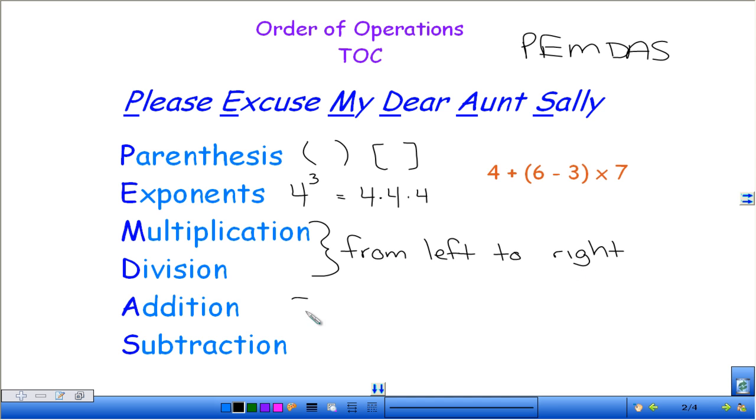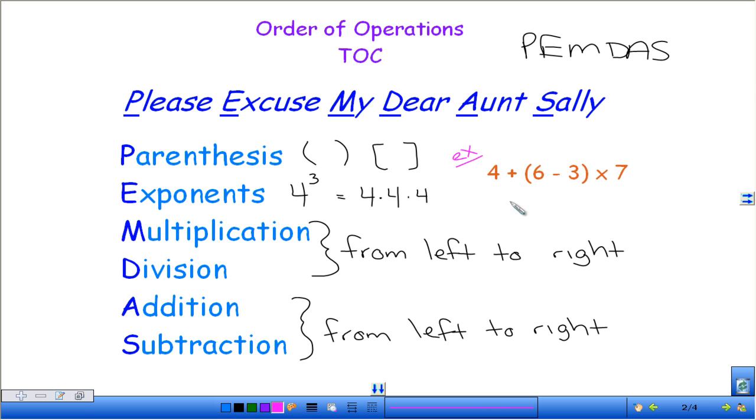Same thing with addition and subtraction. It's not that addition comes first. You need to work with those together from left to right. So if you see addition and then subtraction and then addition, that's going to be the order you do them in. You don't go through and pick the addition parts first and then go back and do the subtraction. So multiplication and division work together, and then addition and subtraction work together. Go ahead and write this example down up here. We're going to do this one together. We'll do a couple more together, and then you guys will have some on your own.